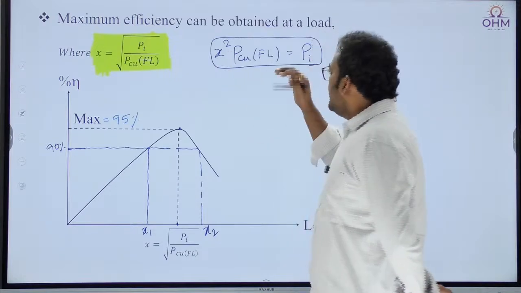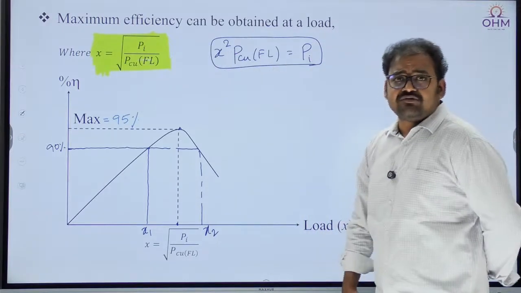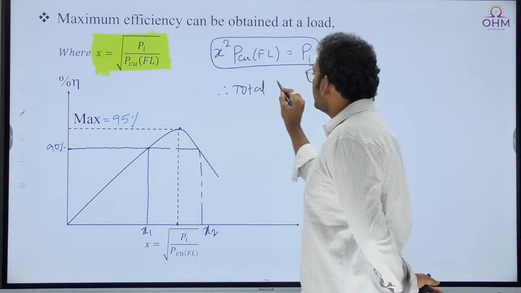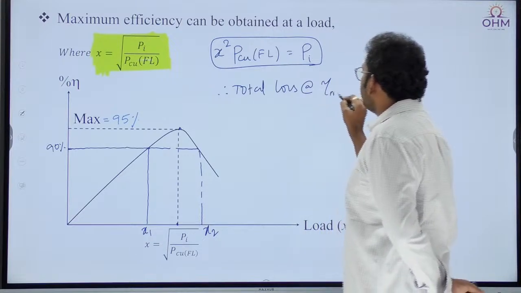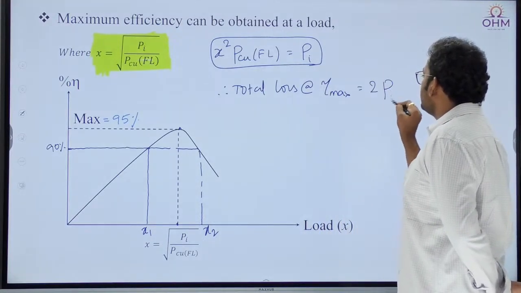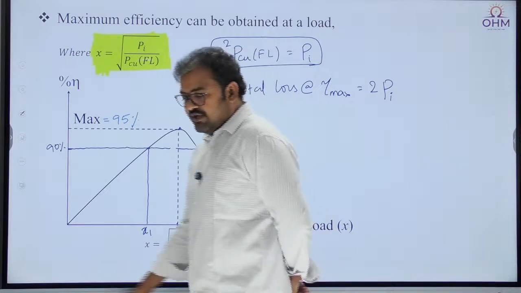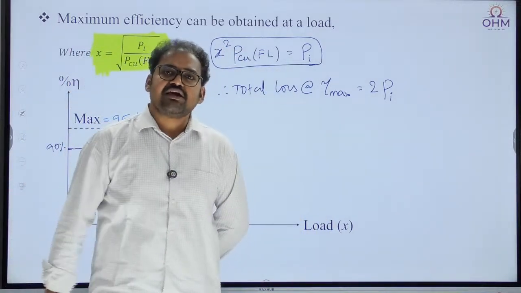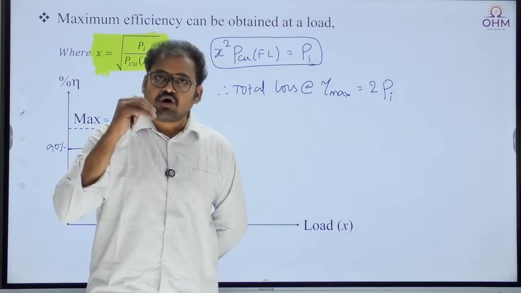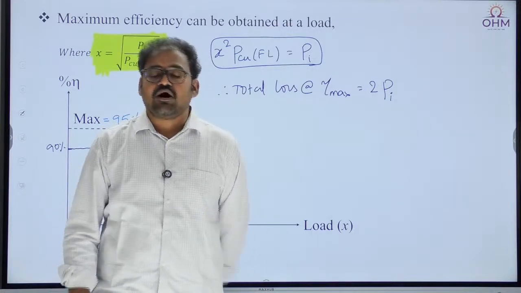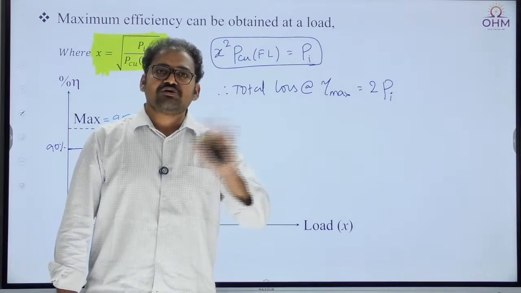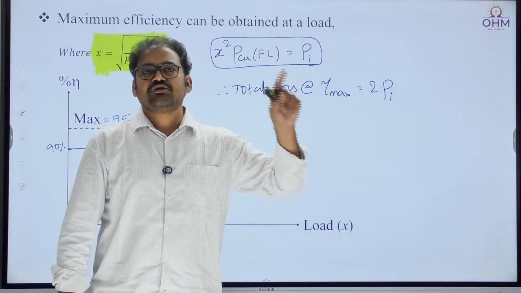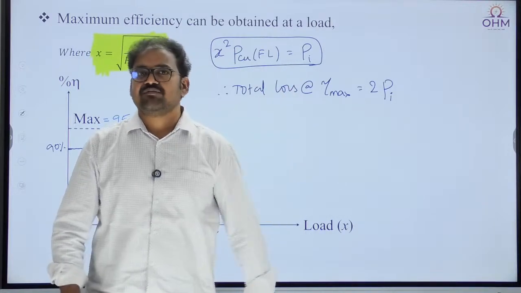That means copper loss value is equal to iron loss. Therefore, what is the total loss at maximum efficiency? Total loss at maximum efficiency is equal to 2 times the iron loss. Remember, maximum efficiency means copper loss becomes equal to iron loss. Copper loss is the variable value. Whenever load changes, copper loss will change. But at one particular load, that copper loss will be equal to iron loss. That is where efficiency will be maximum.